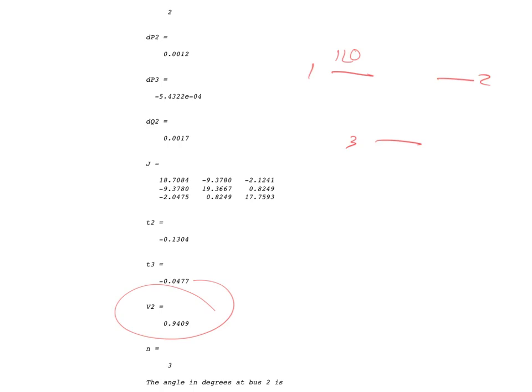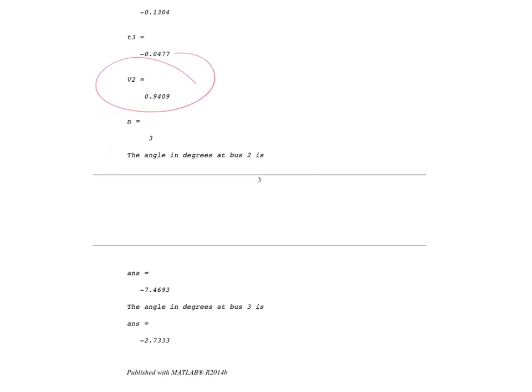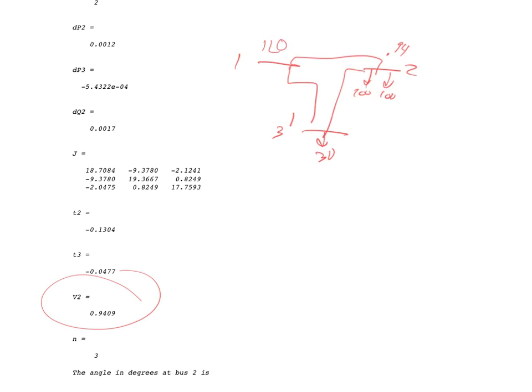Okay, so this is 1. And this was a certain power. This was 30. And I think this was 200. Is that correct? What was the P and Q at bus 2? 200, and 100? Yep. So this voltage here is 1. This voltage here is going to be 0.94 at an angle of negative 7.469.